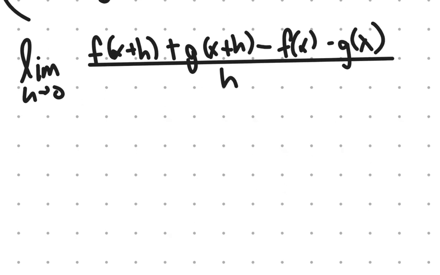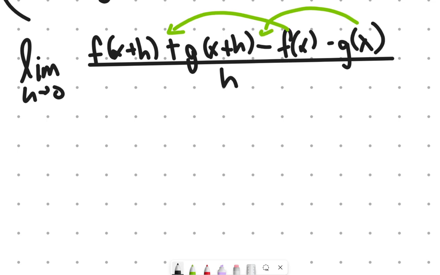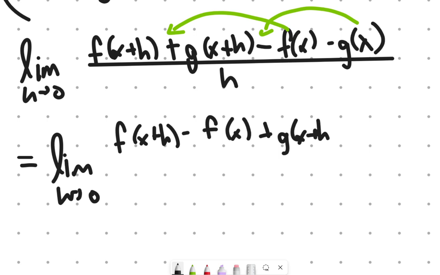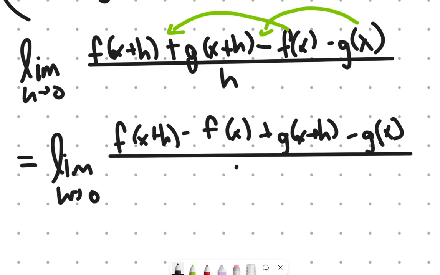Now what we can do is rearrange the terms by putting the minus f of x in front of the g of x plus h, and putting the minus g of x in front of the minus f of x. So we just get the limit as h approaches 0 of f of x plus h minus f of x plus g of x plus h minus g of x, all over h.